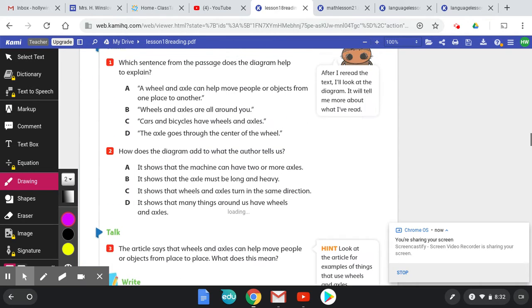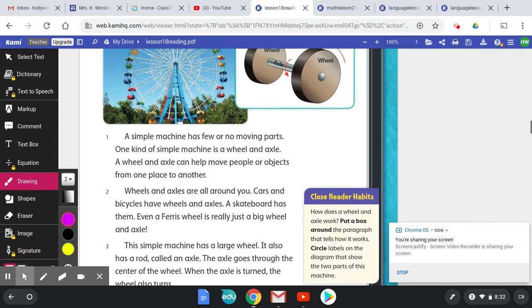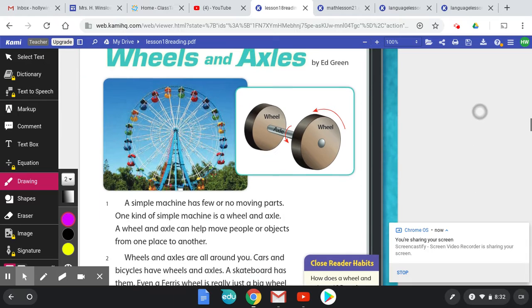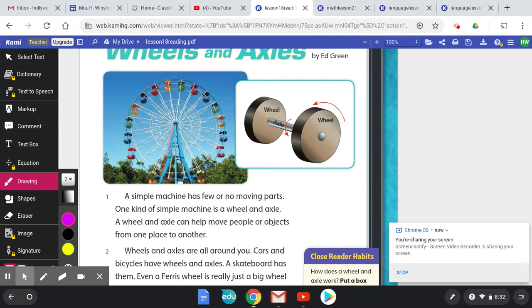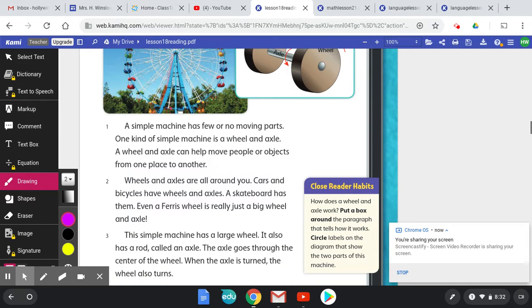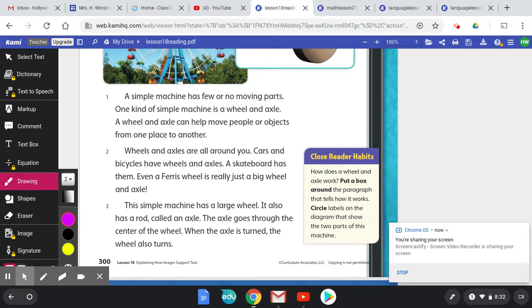Well, today we're going to read, or you should have read, Wheels and Axles. And this is another science article, nonfiction, and you have two pictures there. One is actually a photograph, and one is a picture that kind of shows you a diagram of it. And it's talking about simple machines and how wheels and axles go along with that. And then after you read that story, you should look at the close reader habits.